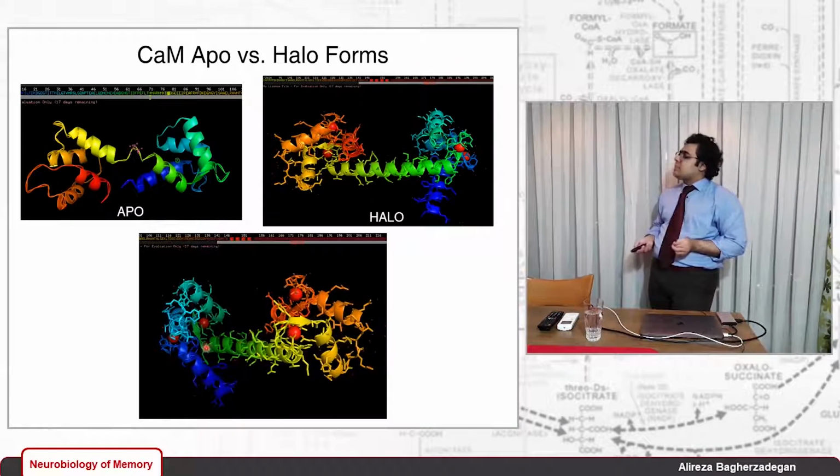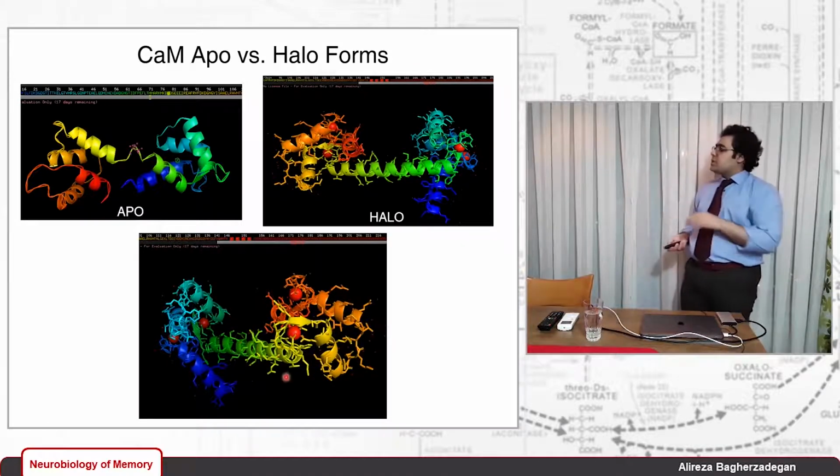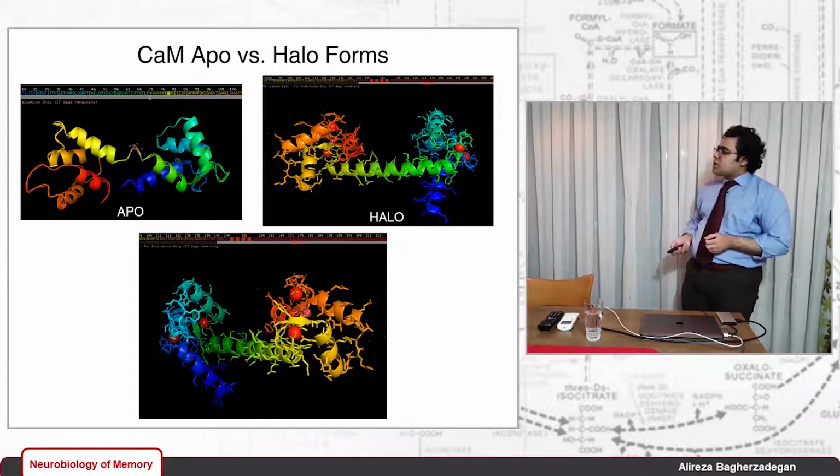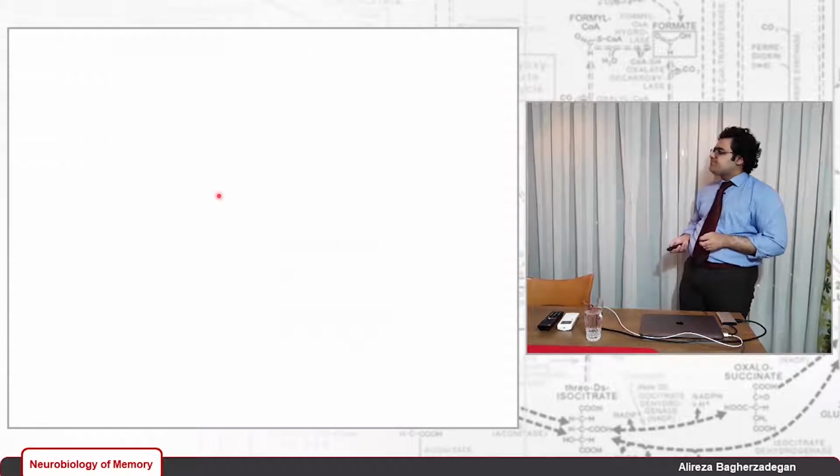This is from another view, and these two are those two calcium ions which bind to one of those globular ends of the calmodulin. It's a very important molecule, actually, and this is its structure. Fine.